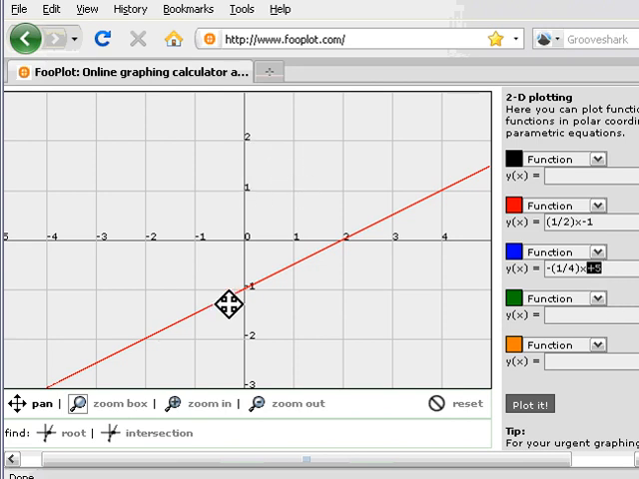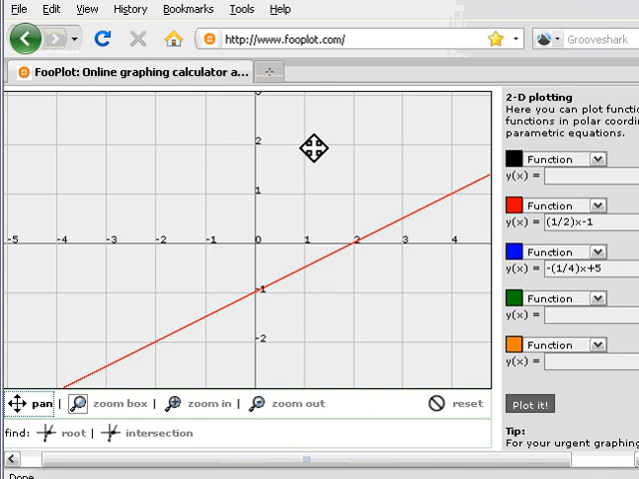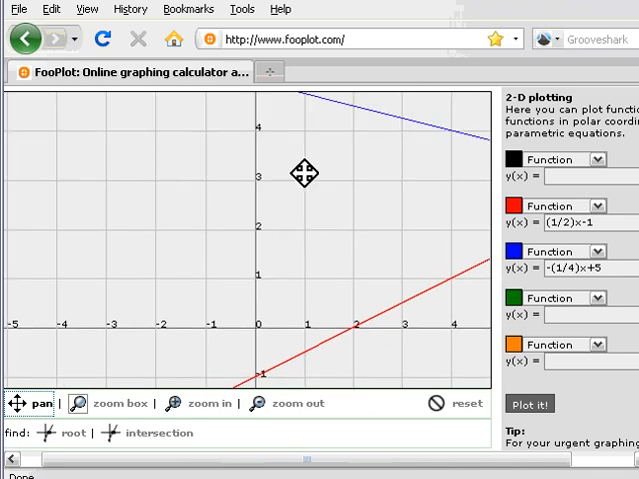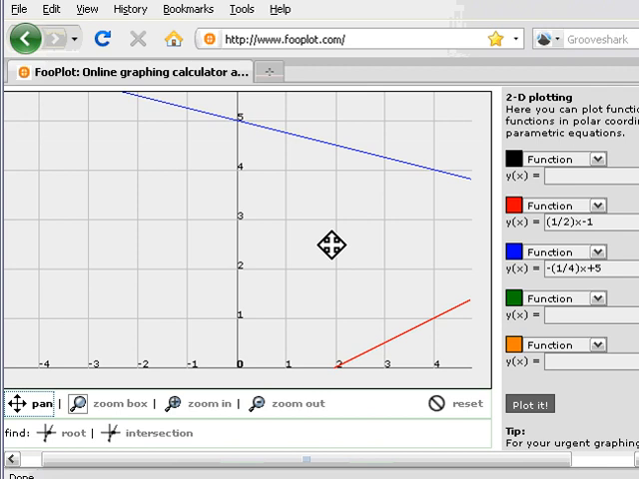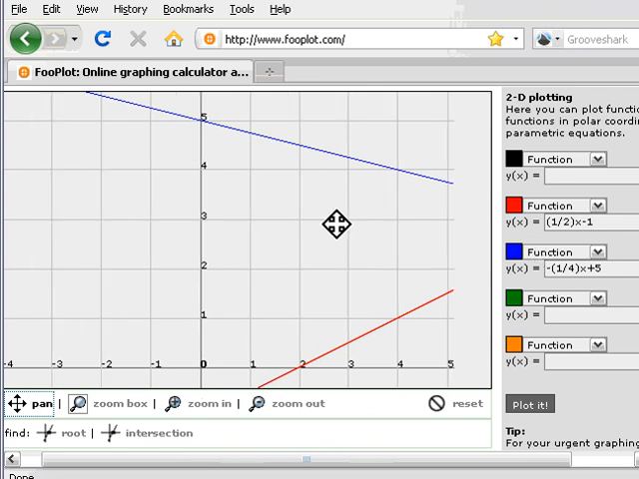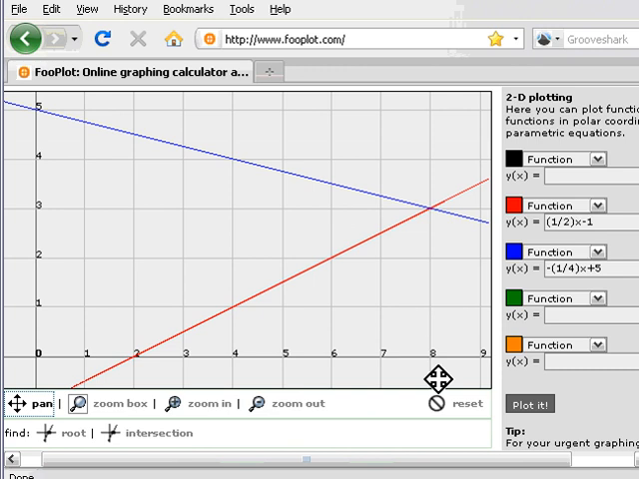So with fooplot, there's a pan tool. You can just click and drag around. So let's drag up to a height of 5 for the y-intercept. And there it is up there. So there's the blue line going through a y-intercept of 5. And we're looking for the intersection point between these two lines. It looks like they're crossing somewhere off to the right, so I need to drag over till I can find the point of intersection. So here it is. It looks like x is 8 and y is 3.